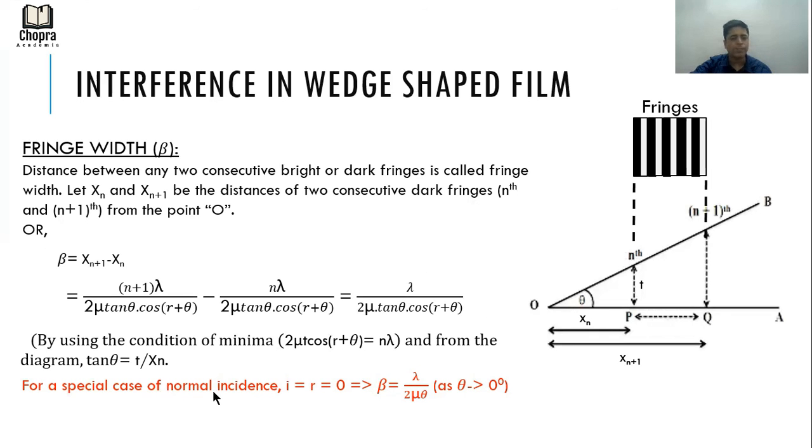Now if we consider a special case of normal incidence, what is normal incidence? When the angle of incidence is equal to 0, then the angle of refraction also is equal to 0, which gives me beta is equal to lambda by 2 mu theta, because theta also approaches 0 degrees. You can substitute here and you get lambda by 2 mu theta. Now theta is in radians. So that's all about the wedge shaped film. Thank you.